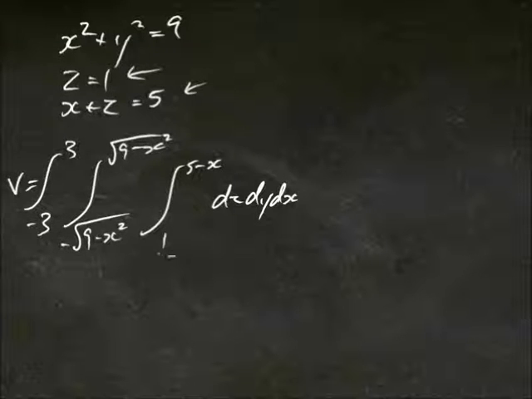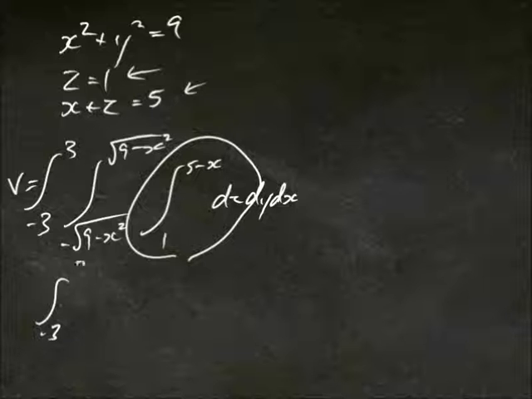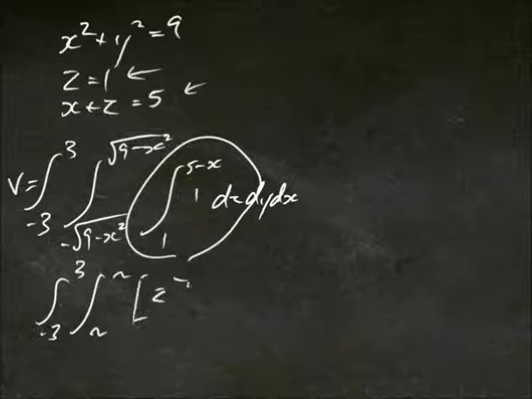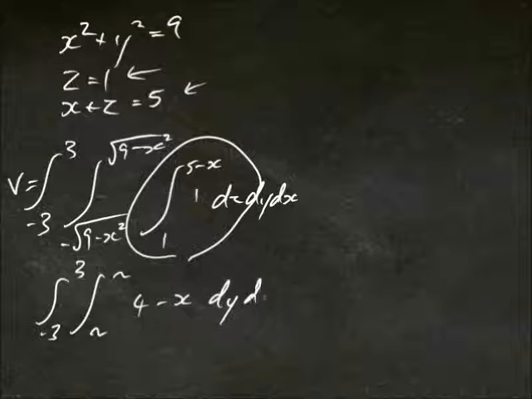To start solving this, we'll work on the z. So that's between negative 3 and 3, between etc. and etc. to save time. And this is, we have just a 1 here, so that's z. Between 5 minus x and 1, which we can write as simply 4 minus x dy dx.